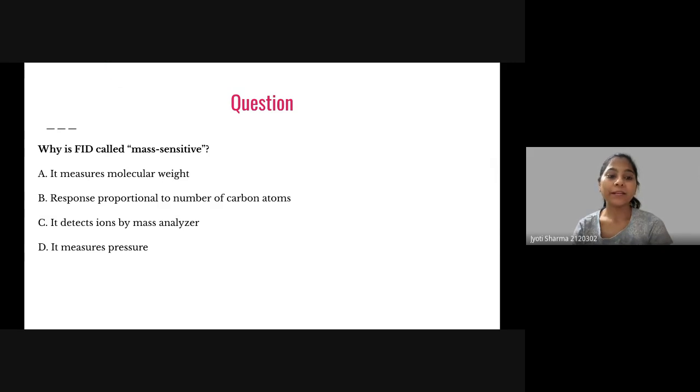Why is FID called mass sensitive? It measures molecular weight; response proportional to number of carbon atoms; it detects ions by mass analyzer; or it measures pressure. Why are we saying that FID is mass sensitive?